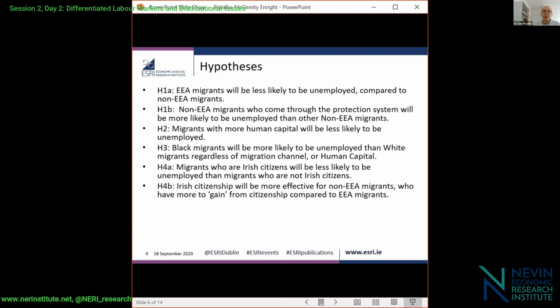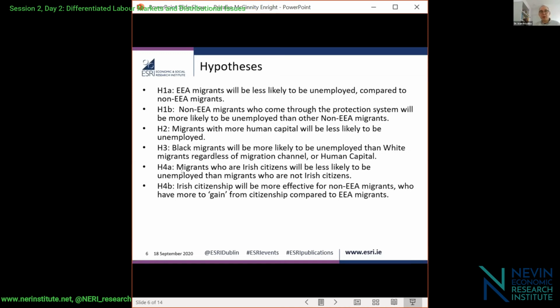That brings me on to hypothesis 2, which says that human capital is important. This is a standard control in all of these projects and research papers. Those with more education and more English language ability will fare better than those without. Then we have the ethnicity effect that I mentioned earlier. Black migrants will be more likely to be unemployed than white migrants, regardless of the migration channel, the human capital, or any of the other factors I mentioned earlier.